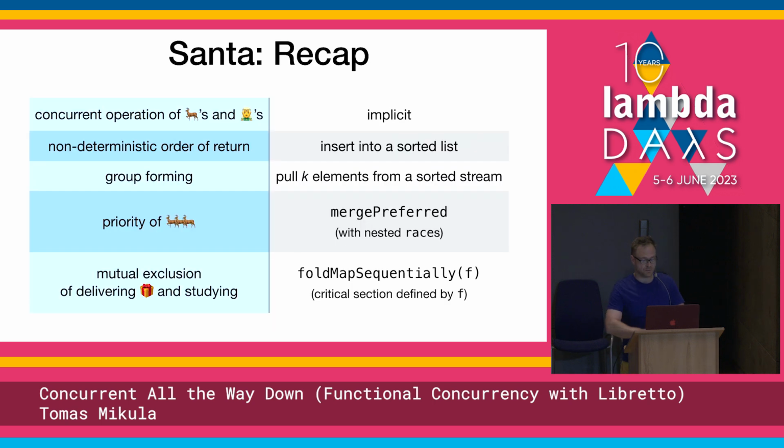Let's recap some of the points of this Santa Claus example. Concurrency happens by default. How do we handle non-deterministic order of return? Well, it is inserting into a sorted list. That's quite a declarative statement. Forming a group, we just take the respective number of elements from the sorted stream. Easy.